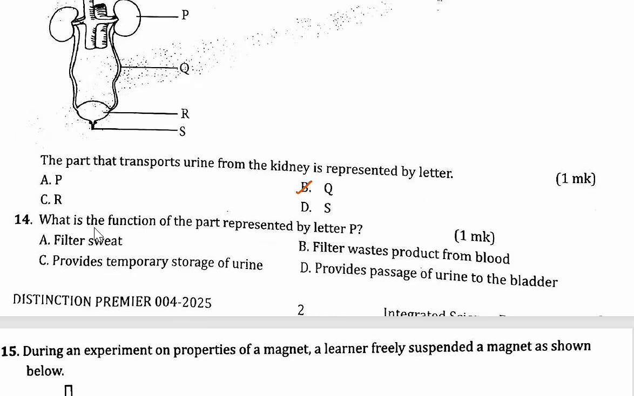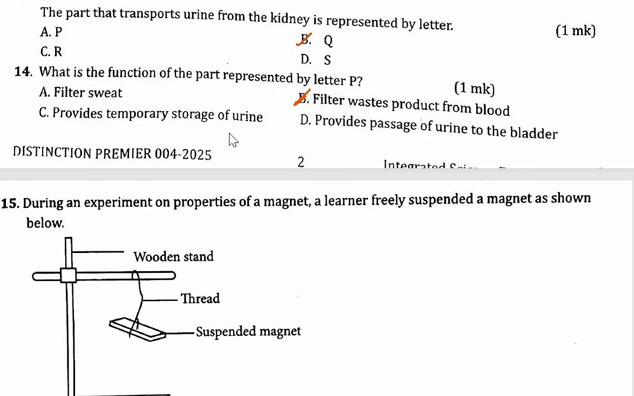Number 14. What is the function of the part represented by P? P, the name is kidney. The function of the kidney is to filter waste products from the blood, and therefore the answer is B. Correct answer is B. So we have two other parts. R is also known as the bladder. It stores urine temporarily. Then S is also called the urethra.